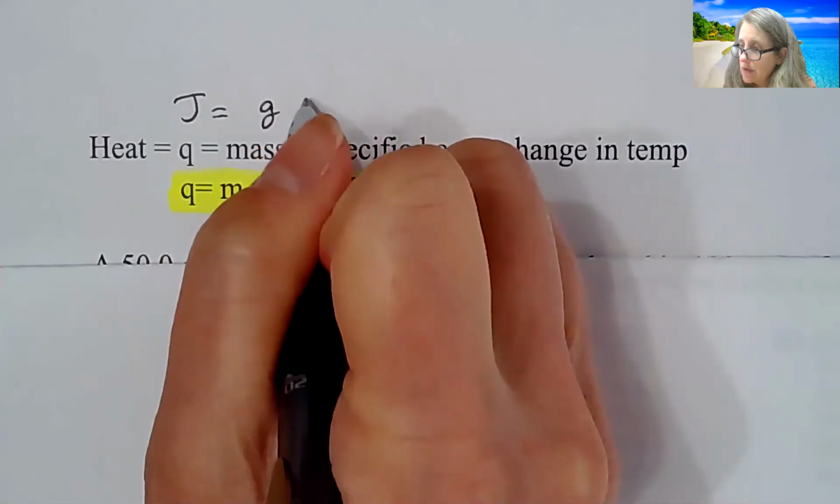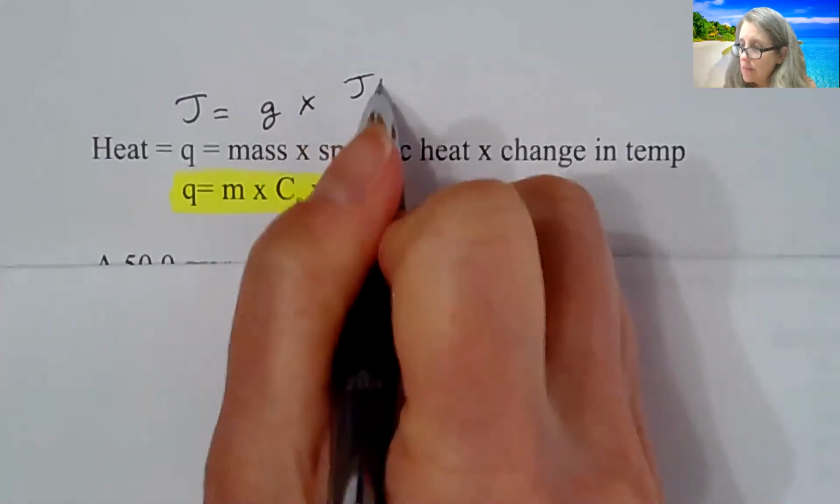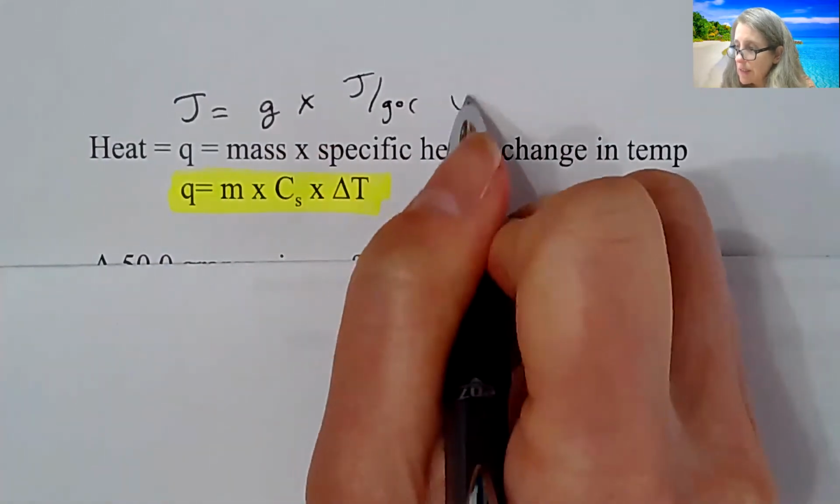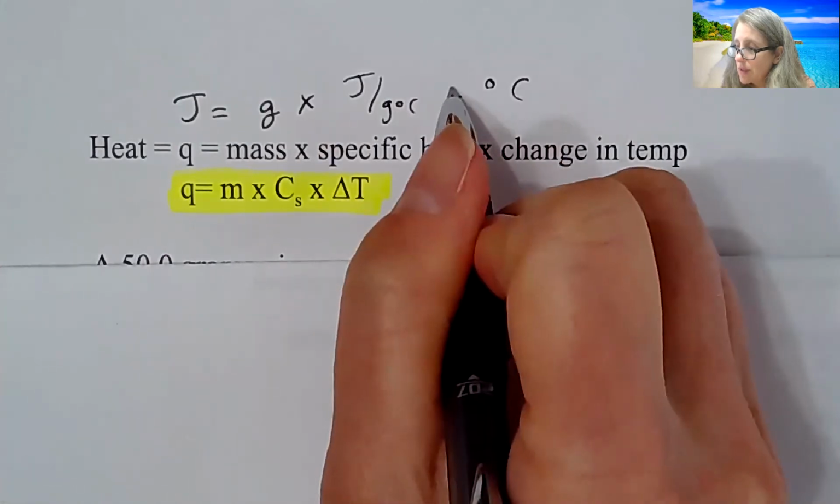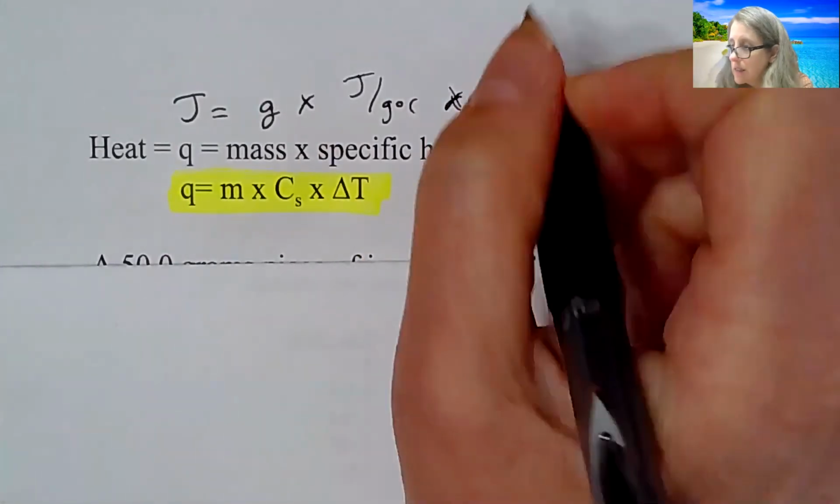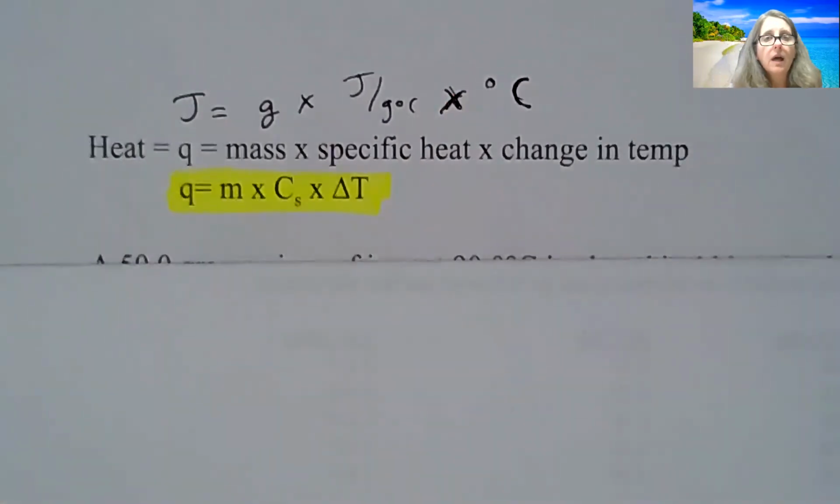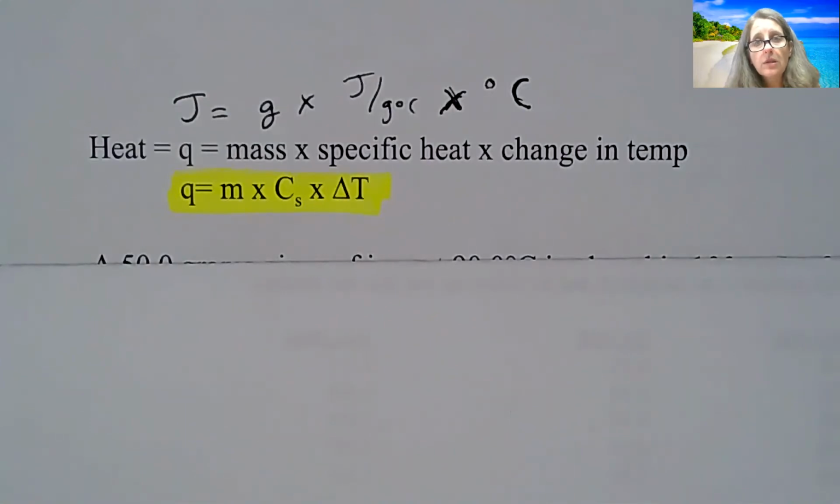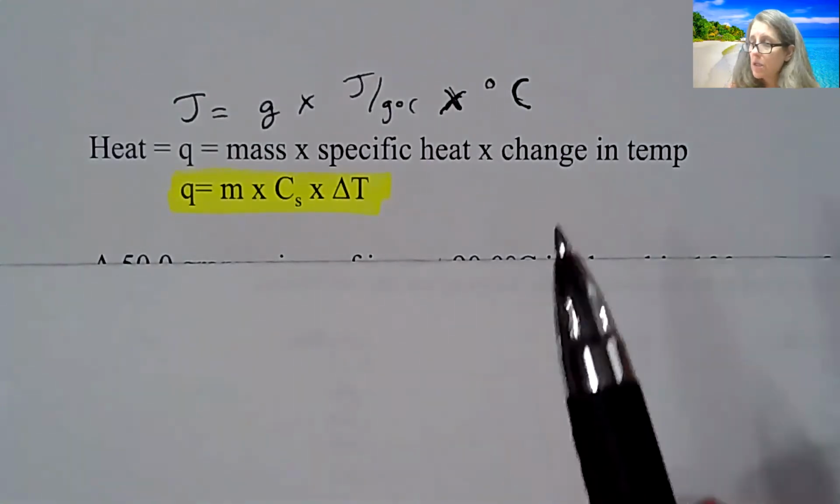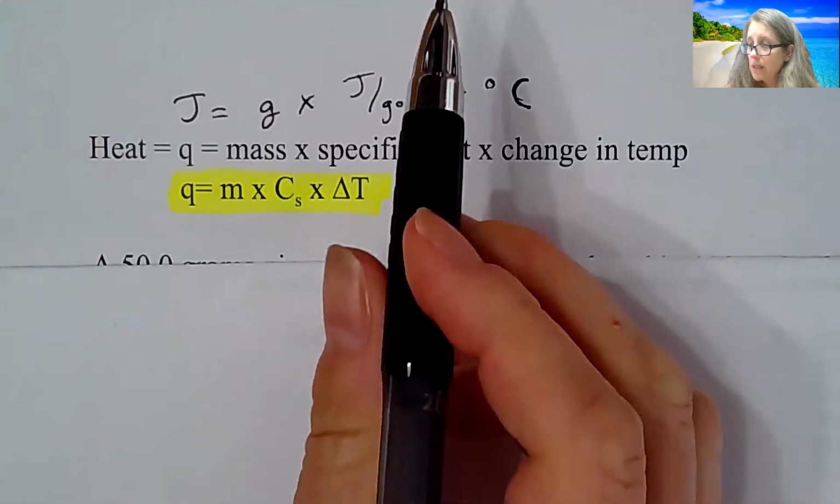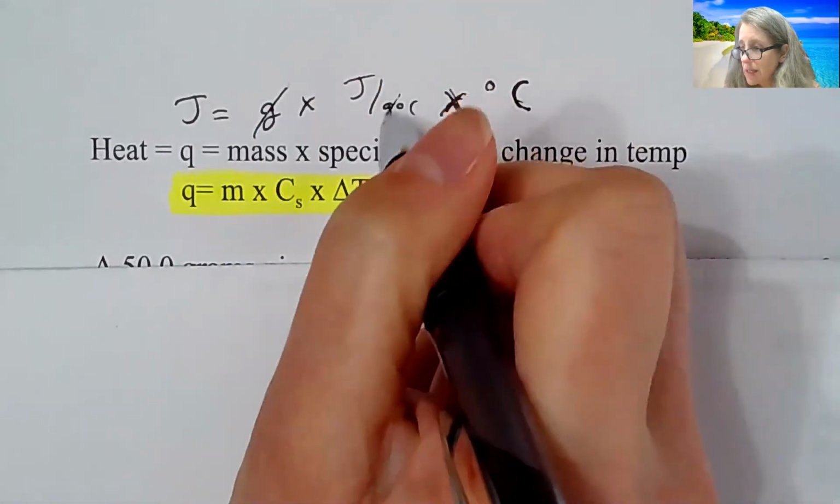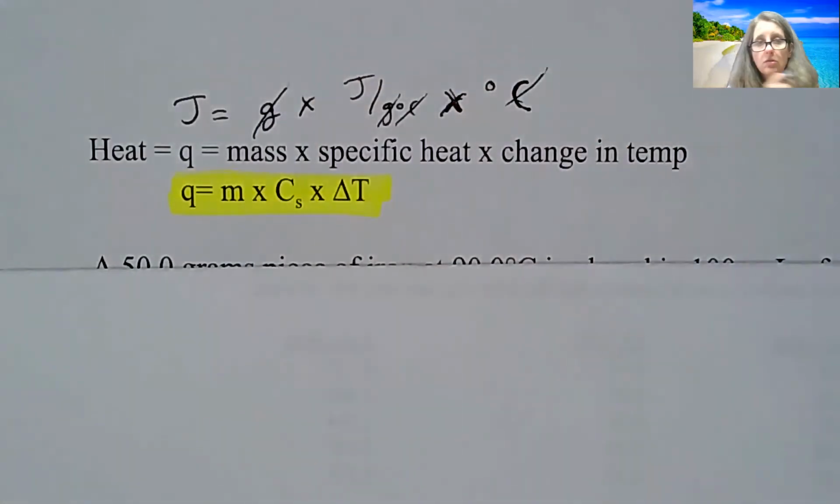Mass is going to be in grams. Specific heat is going to be joules per gram degrees Celsius. And my change in temperature is going to be degrees Celsius. So here again, we don't need to change anything to Kelvin. We just are looking at, from the beginning and the end of the experiment, what is the change in temperature. So I like to show the units because the units all cancel out. So grams cancel grams and degrees Celsius cancel degrees Celsius, and you're left with joules.